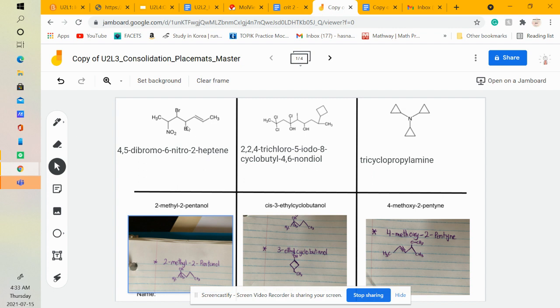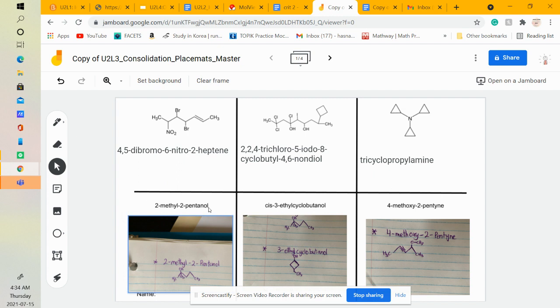And then we're going to have 2 bromos right here, 2 halides. They're going to be at position 4 and position 5, so it's going to be 4,5-dibromo. And then we're going to have a nitro right here, so it's going to be 6-nitro. This is that structure.